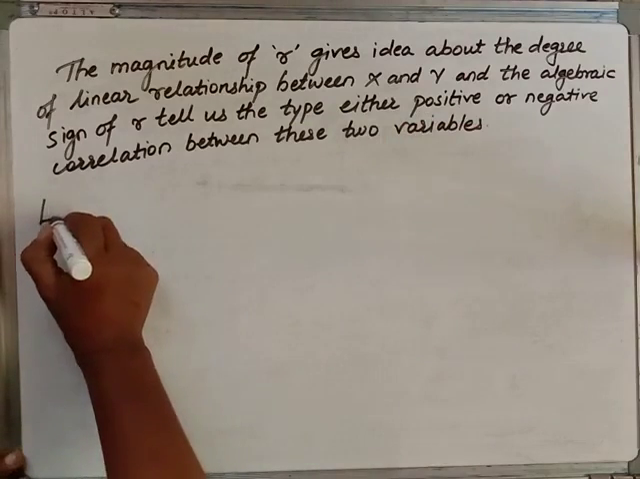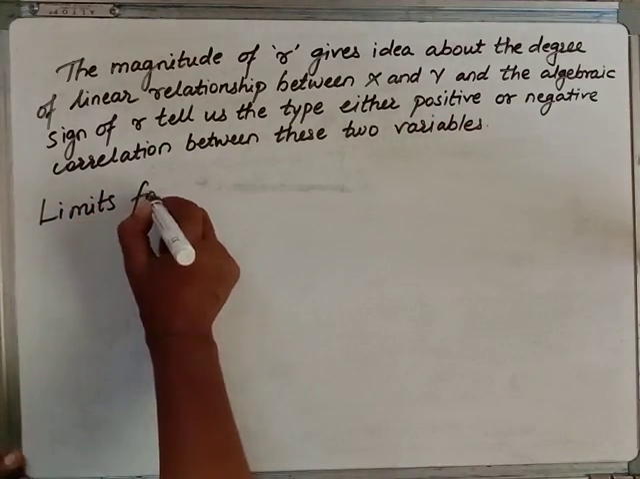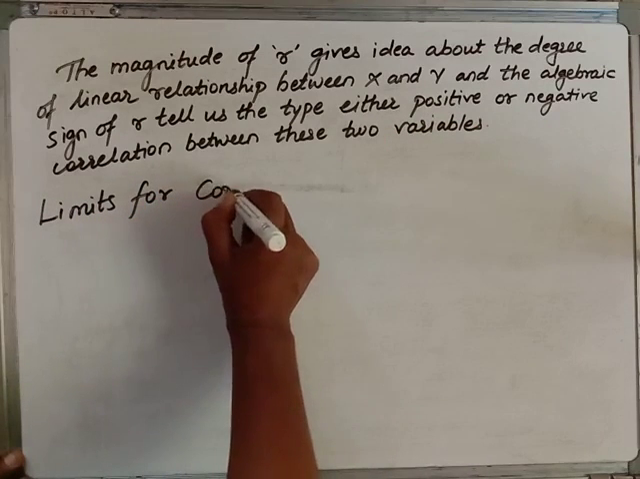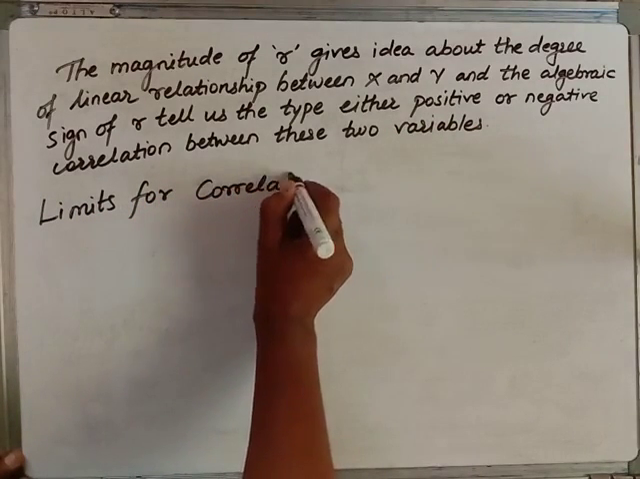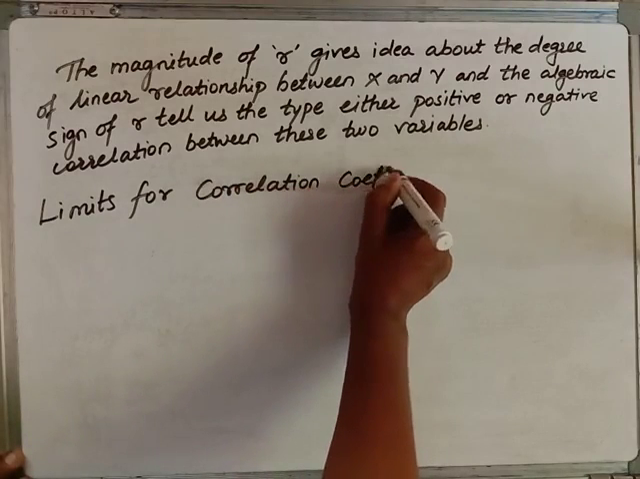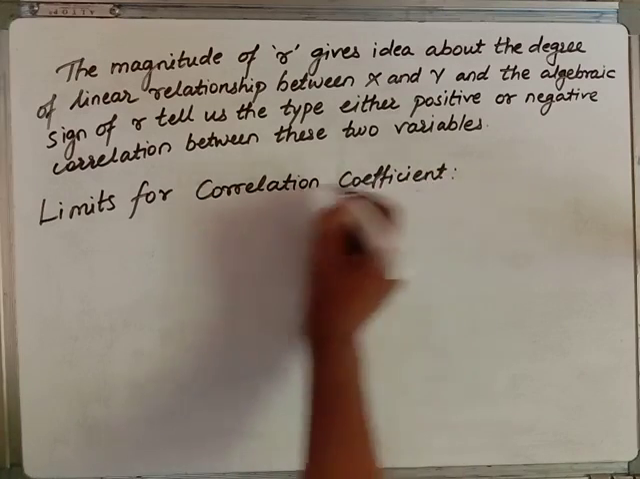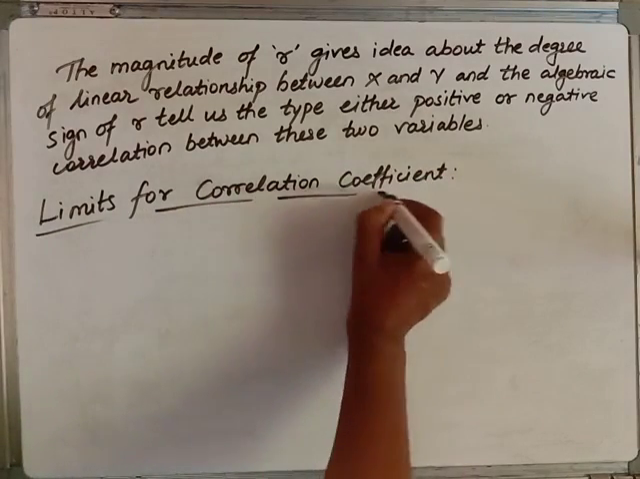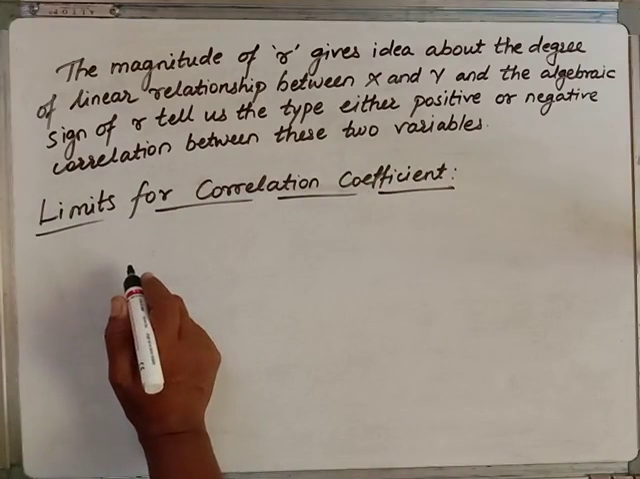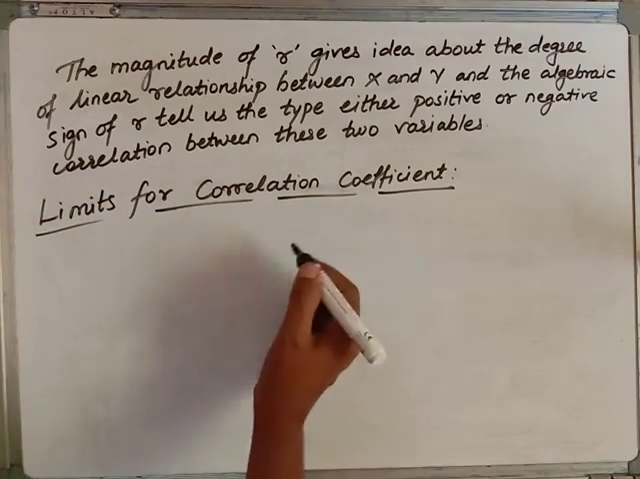Now, limits for correlation coefficient. Let me simply give the limits for coefficient of correlation. Actually we have the proof of this one, but we won't prove this here. We will simply see the limits.